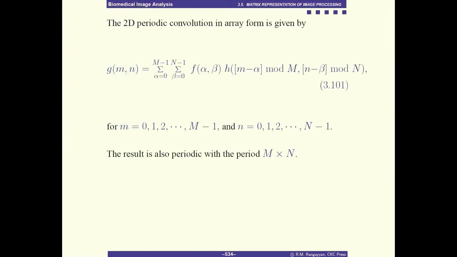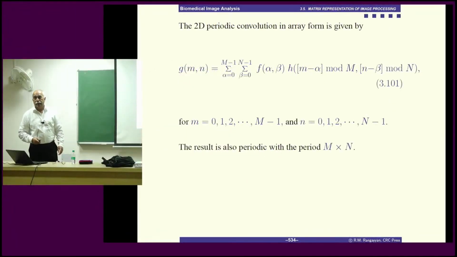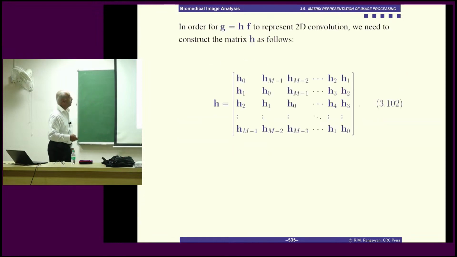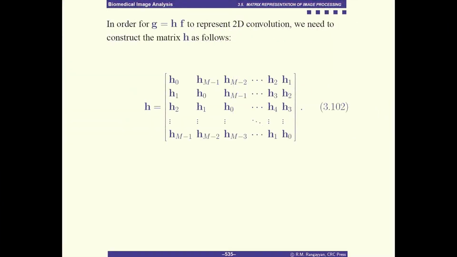The periodic convolution now is given in terms of g(m,n) being this double summation f(alpha, beta) h reversed, but now these indices are mod m and mod n within the period. So the result is also periodic in m by n. So g equal to Hf.